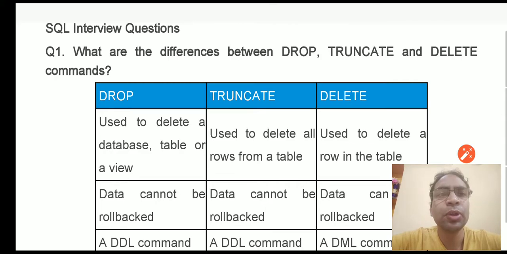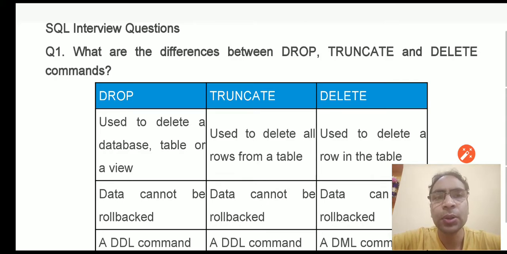What are the differences between drop, truncate and delete commands? We have worked with all these commands. Normally we have used the drop command with a table to drop the complete structure, and we have used the delete command to delete the data from within the table, and also we have used the truncate command to delete the rows from the table. So let's see what the major differences are.